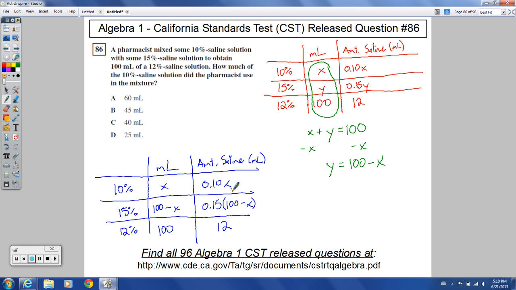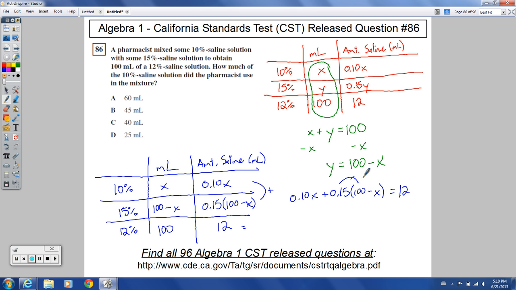So we're solving for X here. We know that this plus this would have to equal 12. If I put this and this together, that's not really helping me solve for X at all, because I'm just going to get 100 equals 100. The X minus X will cancel each other out. And so let's put these two things together. I know that this one and this one added together should equal this one right here. So I have, in other words, 0.10X plus 0.15 times 100 minus X is going to equal 12. So let's solve this for X now.